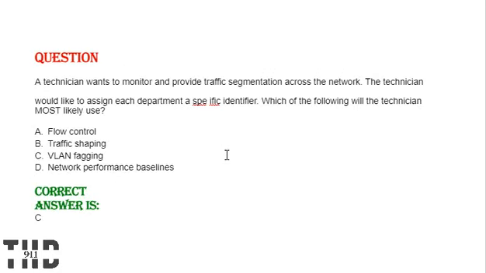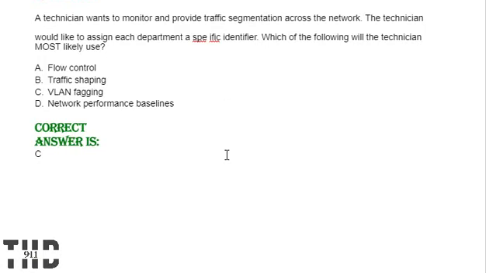A technician wants to monitor and provide traffic segmentation across the network. The technician would like to assign each department a specific identifier. Which of the following will the technician most likely use? Option A, flow control. Option B, traffic shaping. Option C, VLAN tagging. Option D, network performance baselines. The correct answer is option C.